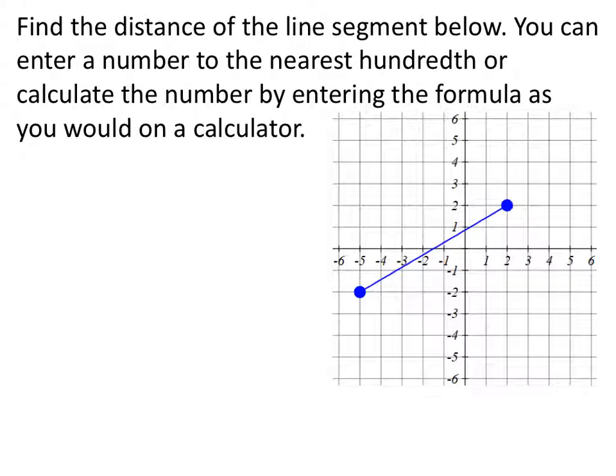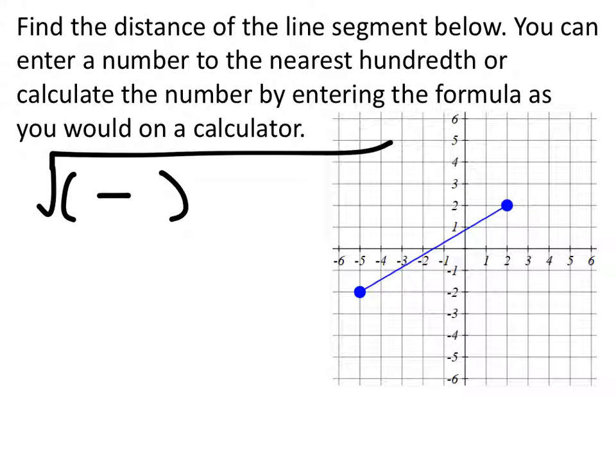Find the distance of the line segment below. You can enter a number to the nearest hundredth, or calculate the number by entering the formula as you would on a calculator. All right, so we will round this to the nearest hundredth, 2 decimal places. We'll use the formula on this one, because we've already seen how it works on a graph. So I've got my 2 x values that I'm going to subtract, I apologize, and square that. And then I'm going to subtract the y values and square that value.